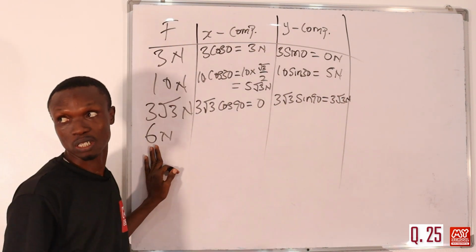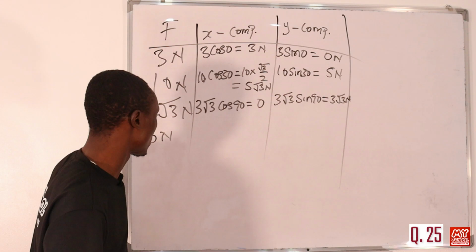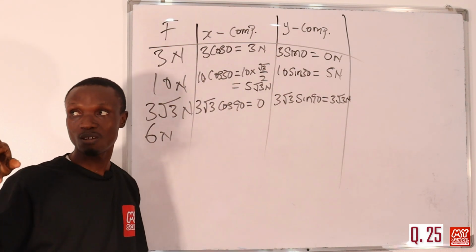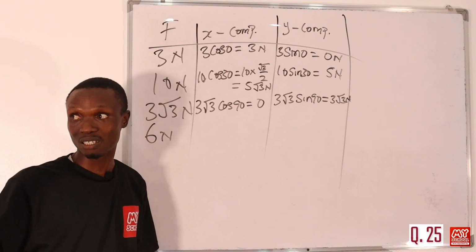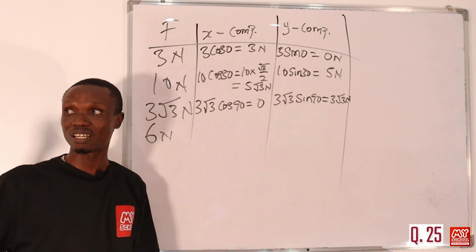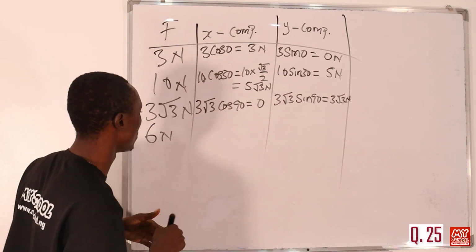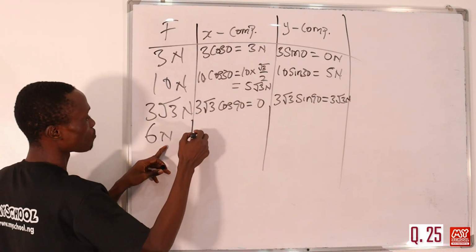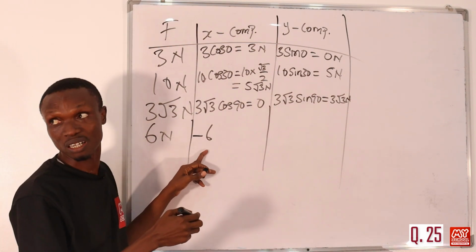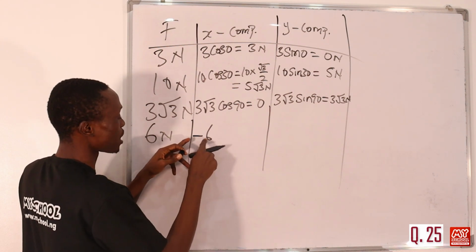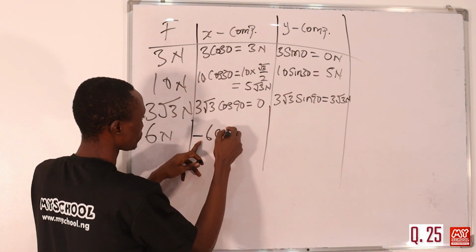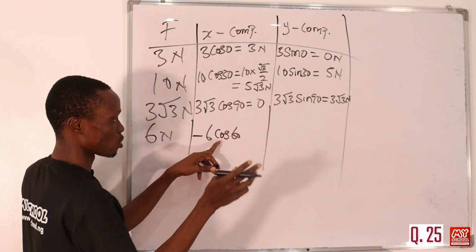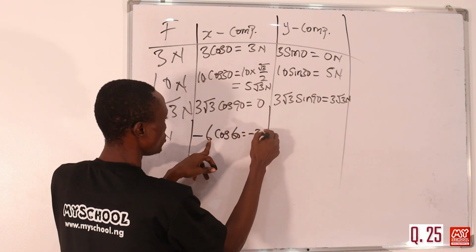Okay, so the last but not the least, if you look at the 6 Newton force, it is actually inclined on the negative side of x, and also on the negative side of y. So in that case, we are going to be including the negative sign, the minus sign. So here we'll be having minus 6, and it's actually inclined at angle 60. So here we'll be having minus 6 cos 60 degrees. But remember that cos 60 degrees is the same thing as 1 over 2. So at the end of the day, we'll be having minus 3 Newton here.